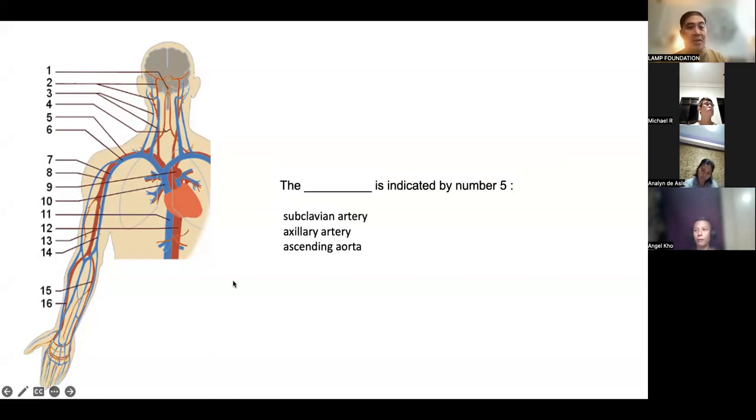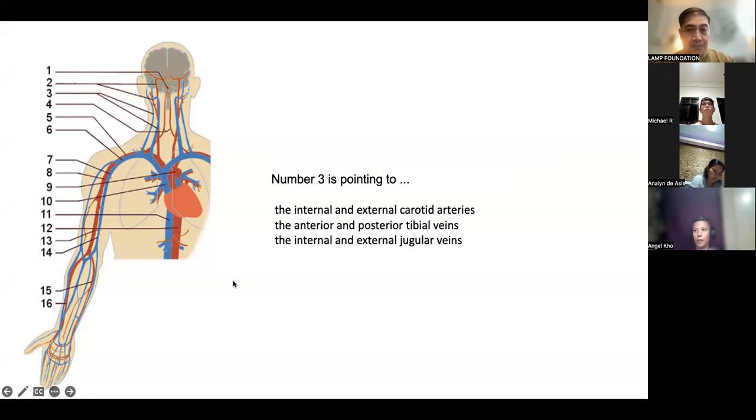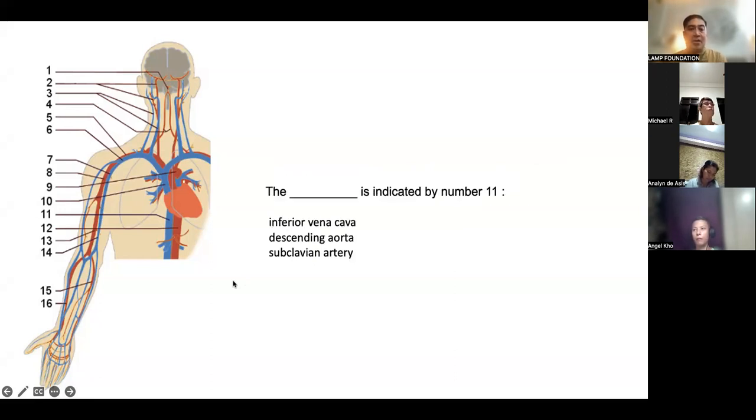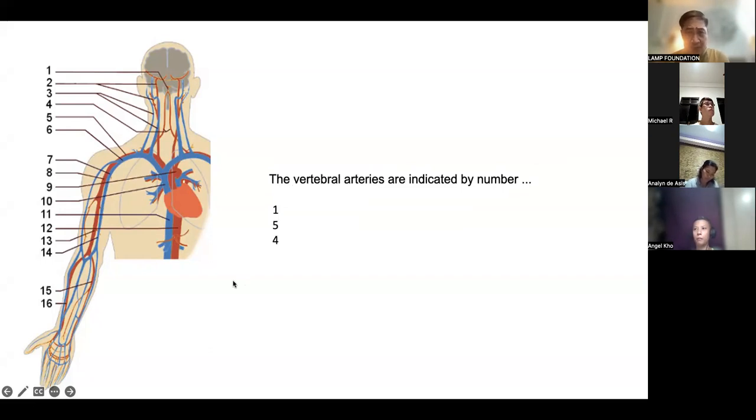The blank is indicated by number 5. Subclavian artery. Okay, subclavian artery. Number 3 is pointing to? The internal and external jugular vein. The blank is indicated by number 11. The inferior vena cava. The vertebral arteries are indicated by number?